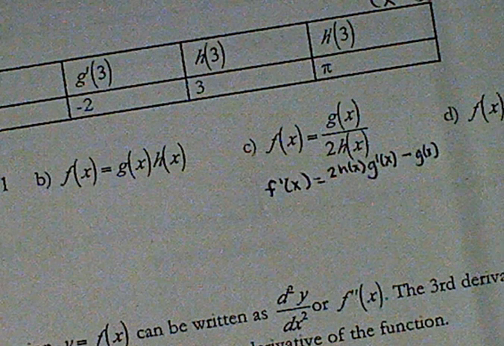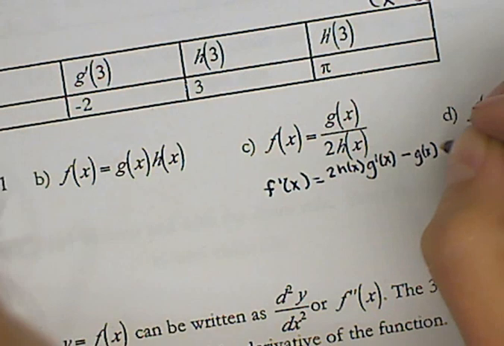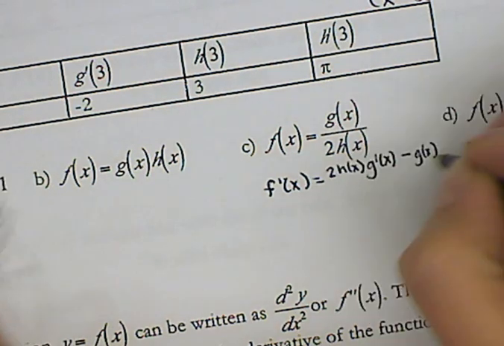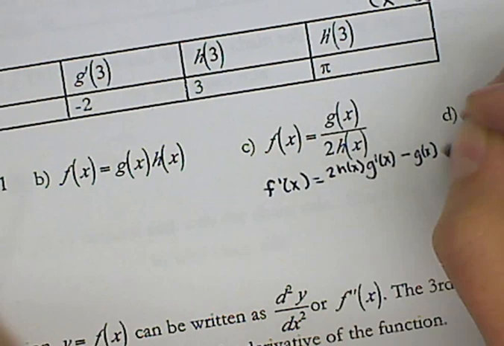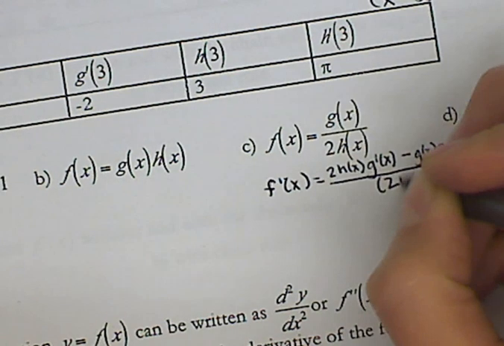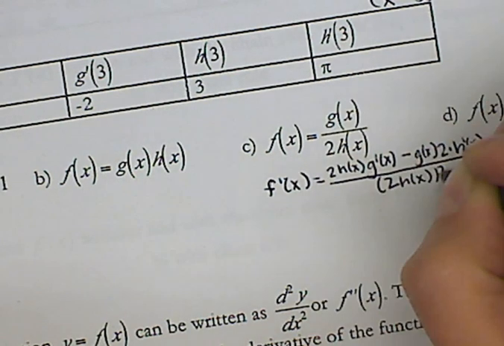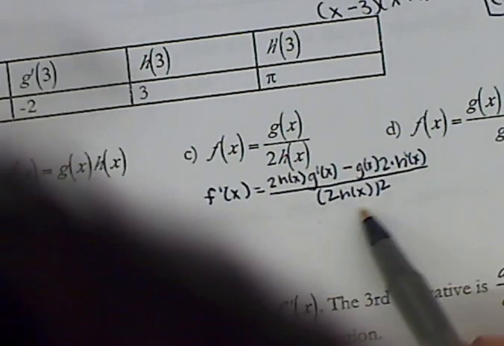Okay, there they go. Minus high d low, and the derivative of low is going to be 2 times h prime of x, all over the square of what's below, so 2h of x squared. So I found the derivative, and now I'm just going to plug in the values that I'm given.